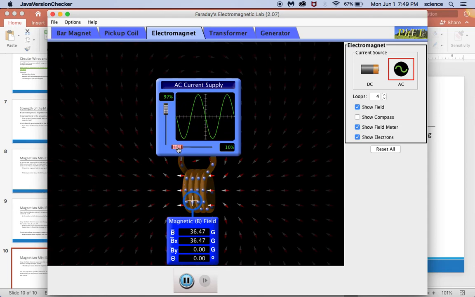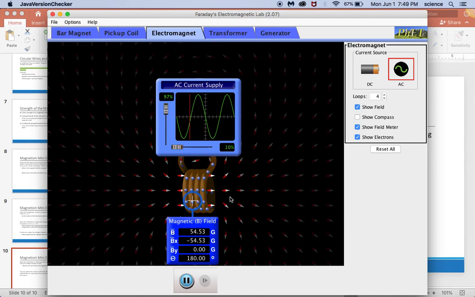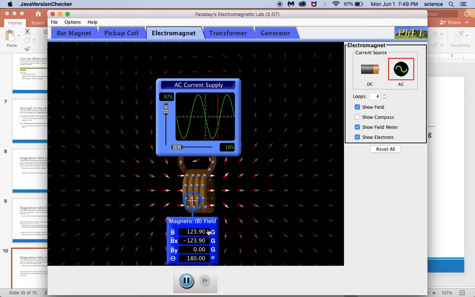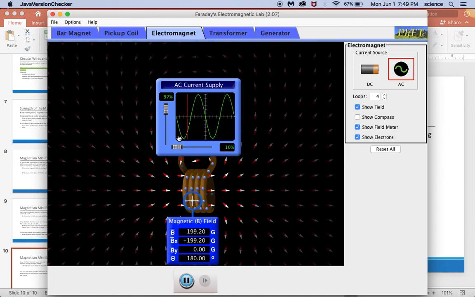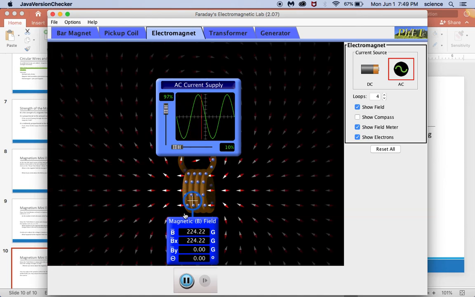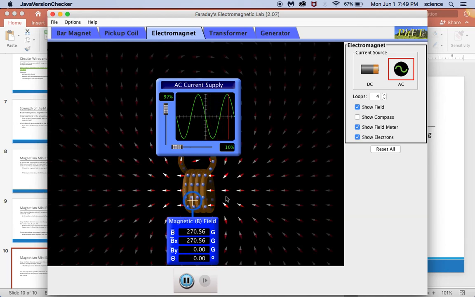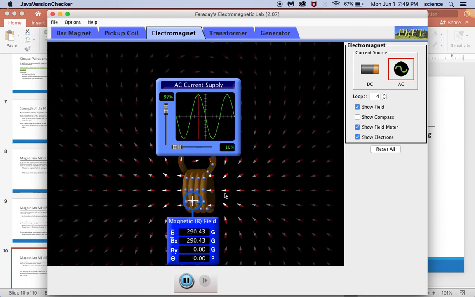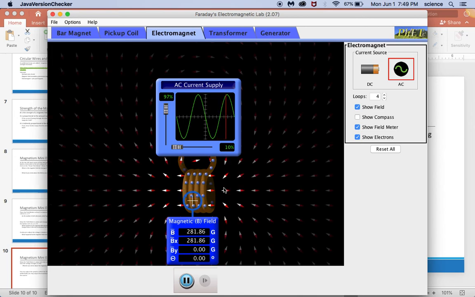And I can change how it oscillates. So now it's a slower oscillation. It's still changing, but it's just changing slower in terms of direction being one direction and then the other direction. And the polarity is actually switching here for these magnetic fields. So there's the north end, now it's the south, right here, north, and then south.